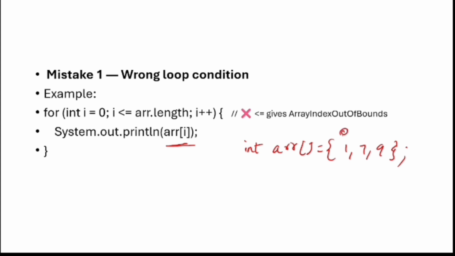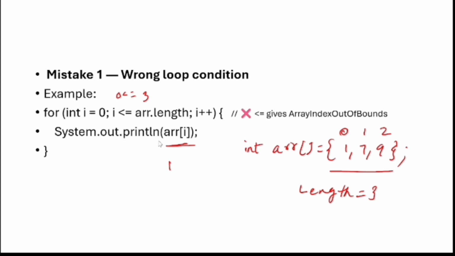These are the index values. Index values start from 0, right? So 0, 1, 2. And what is the length of this array? How many elements are there? Length is equal to 3. So check: when i is equal to 0, 0 is less than or equal to 3. Yes, it will go inside and print 1.